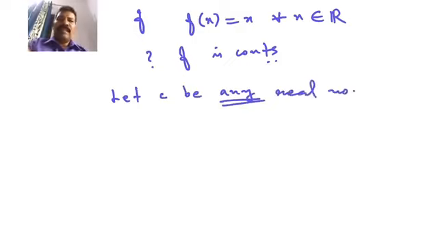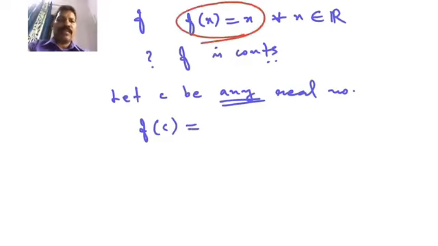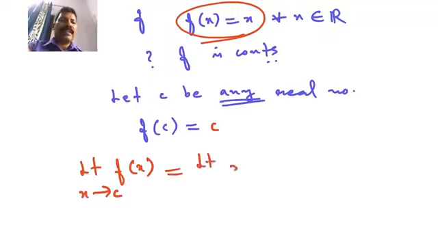Then clearly function f is defined at c. What is f of c? We know f of x is x, so f of c is c only. Also, let us consider the limit of f of x as x tends to c. That is equal to the limit of x, because f of x is x only. Therefore, the limit of x as x tends to c is c only.